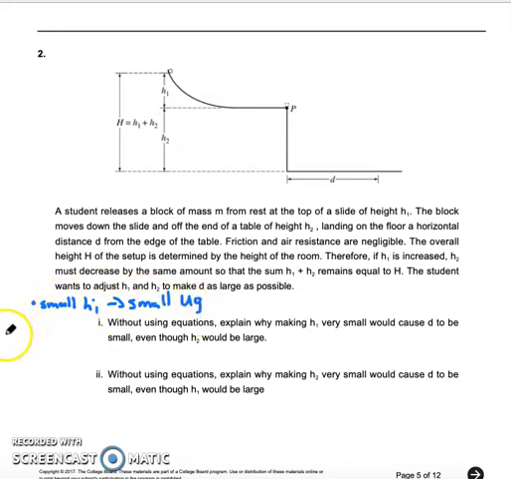Okay, and then the next statement, that's not good enough. You would say a small, which would lead, you don't have to write that, but leads to a small KE at the bottom. All right, and then your third bullet, which leads to a small horizontal velocity, and then lastly, you'd say small horizontal velocity leads to a short distance.